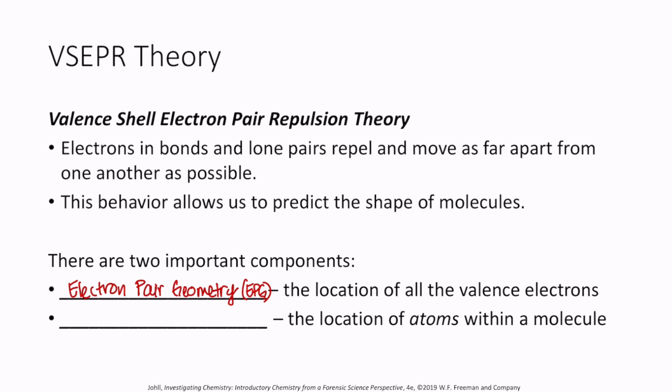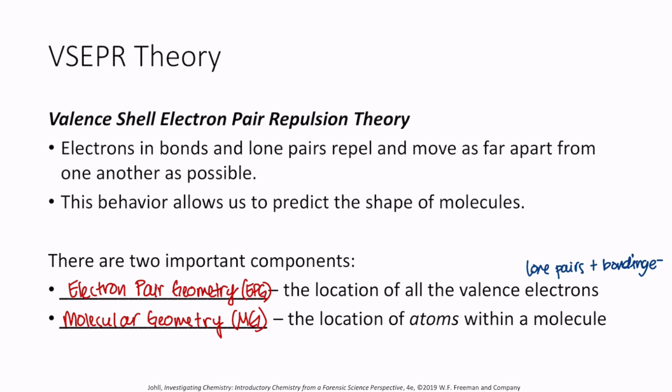You're looking at lone pairs plus the bonding electrons. So we're looking at all of the electrons. The molecular geometry, which we will abbreviate MG, is the location of the atoms within that molecule. So, and this is in the 3D.